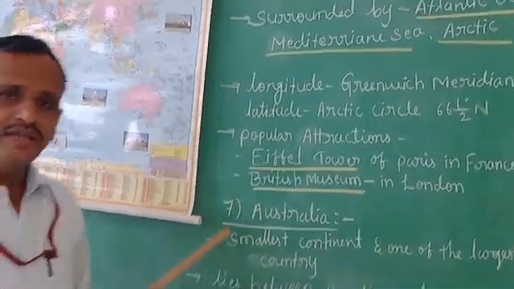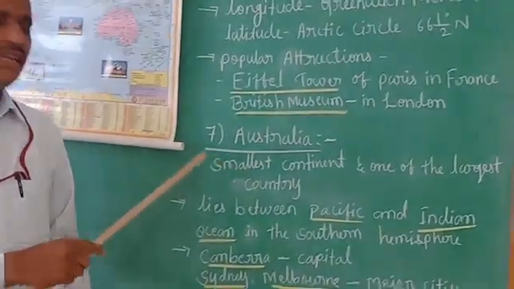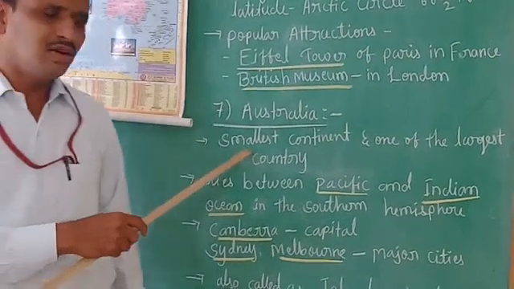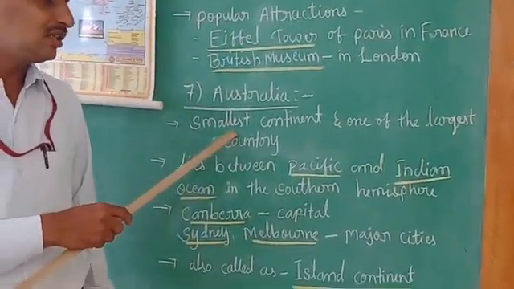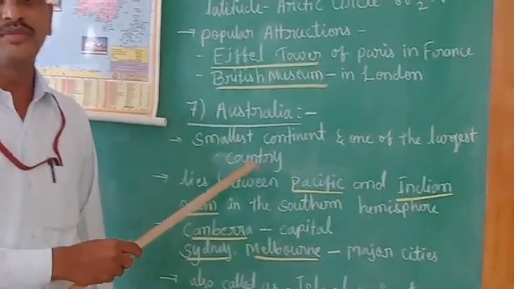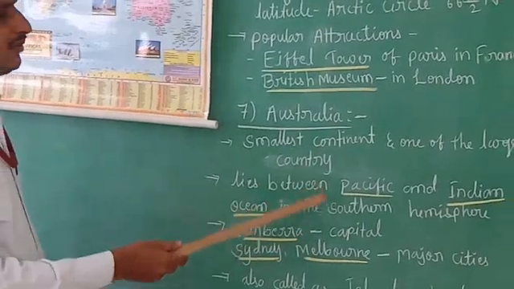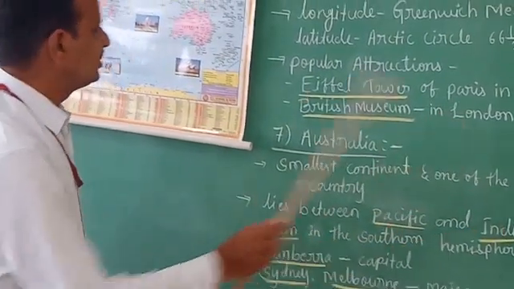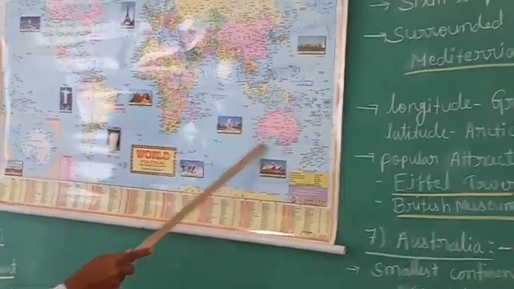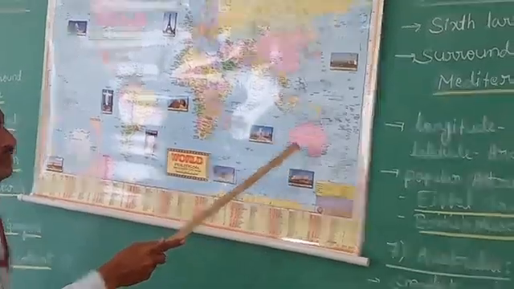Now let us go to the next continent, children, that is Australia. Australia is the seventh and last continent, and it is the smallest continent. Children, Australia is the smallest continent and also one of the largest countries of the world. Remember this, children. It lies between the Pacific and Indian Ocean. You will see in the map, children. This is the Australia continent.